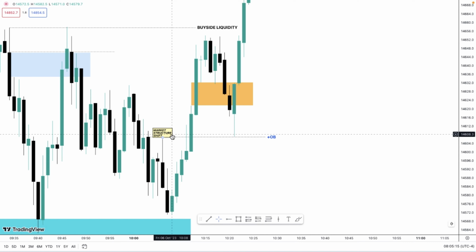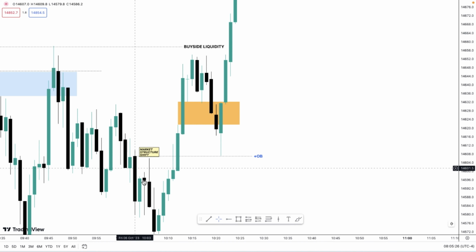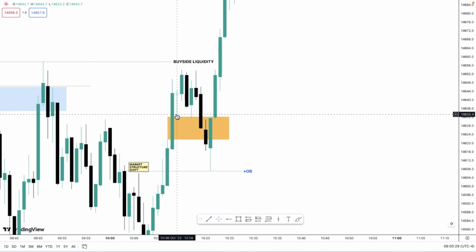It's creating a buy program. Fair value gap here, fair value gap there. It doesn't trade to this fair value gap. Why? Because that's a breakaway gap. We don't expect it to trade to this fair value gap. It's a breakaway gap within the order block. Fair value gap there.